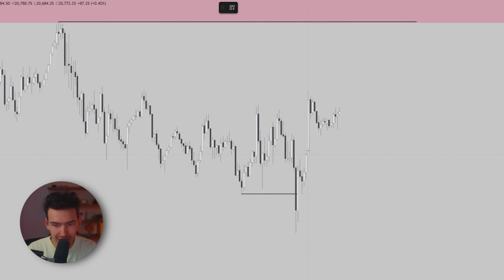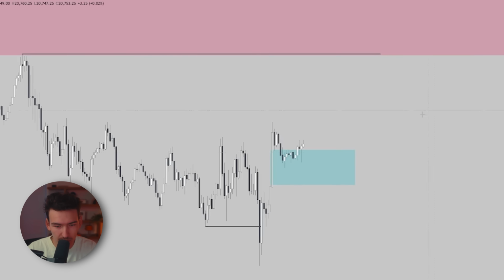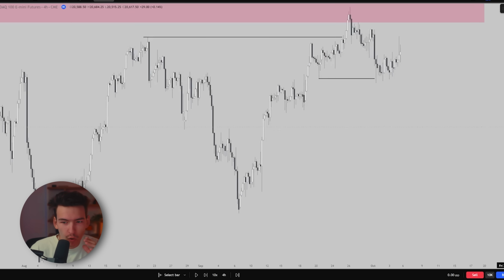So what would I most likely expect here? I would most likely expect this fair value gap to hold bullish and work our way towards buy side liquidity. Let's look at an example where we kind of need more information, right?